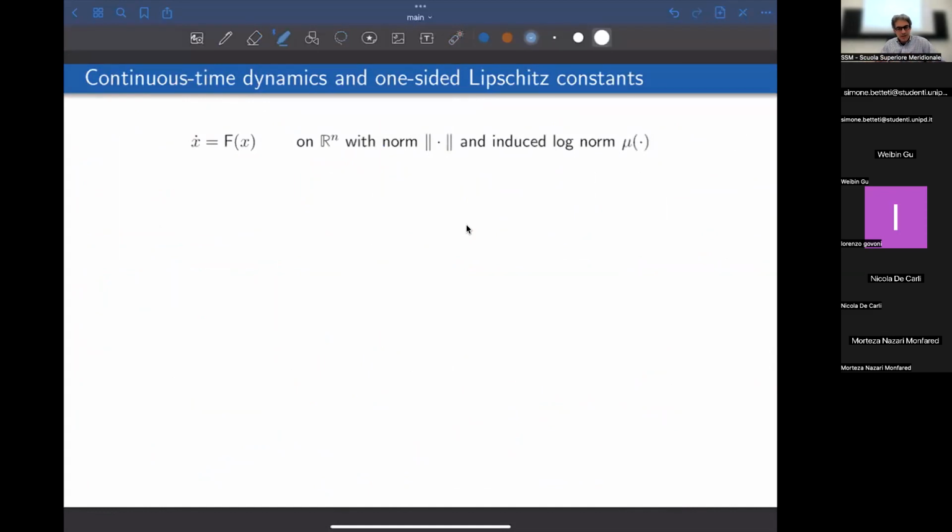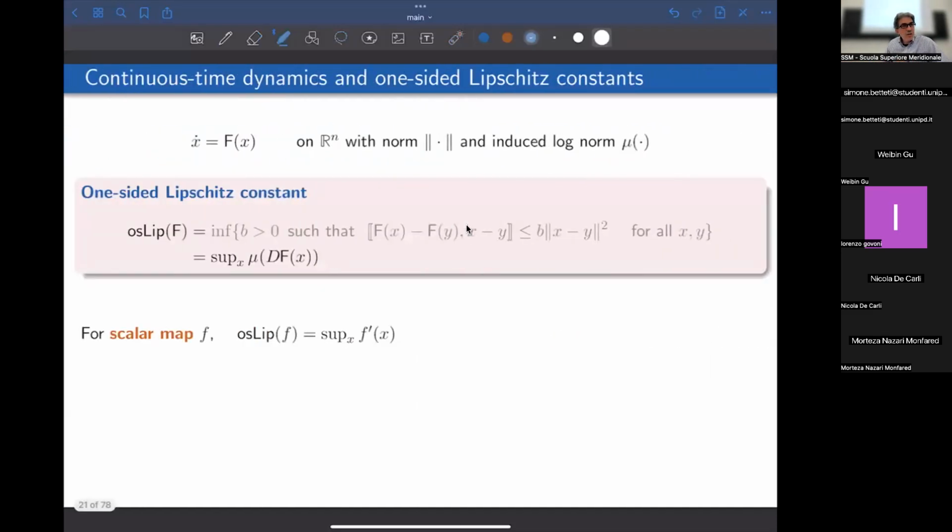Now, remember I've done two slides for the discrete time case. A discrete time system and the Lipschitz constant for it, and then the following slide was the contraction mapping theorem for discrete time systems. So now I have two slides for the continuous time case. Are you ready? Works like this. I have the same F, but now it's in continuous time. I am still in R^n. I still have a norm. And now I have an induced log norm instead of an induced norm. Entirely parallel.